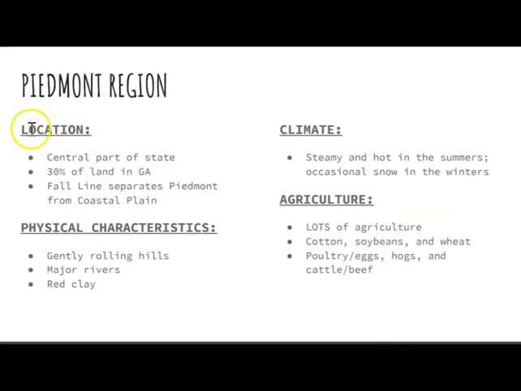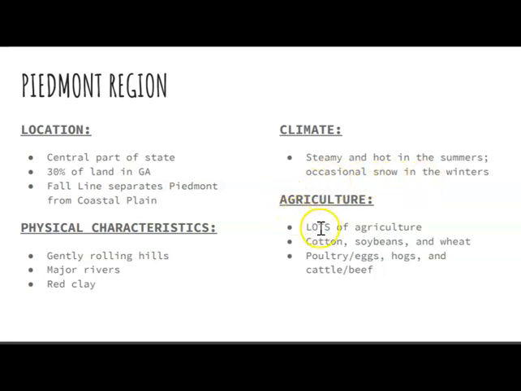So the Piedmont region. So looking at its location facts, the central part of the state, 30% of the land in Georgia, so that's a big percentage of Georgia. And then the fall line separates Piedmont from the coastal plain. Some physical characteristics: gently rolling hills, major rivers, and red clay. For its climate, steamy and hot in the summers, and the occasional snow in the winters.